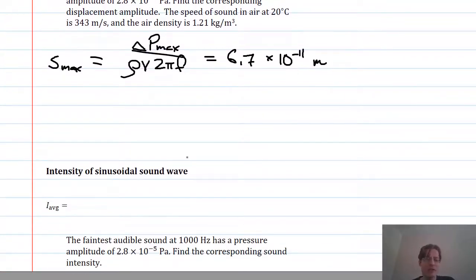Now, intensity of sound waves. First of all, what does intensity mean? Intensity is the concentration of the sound power.